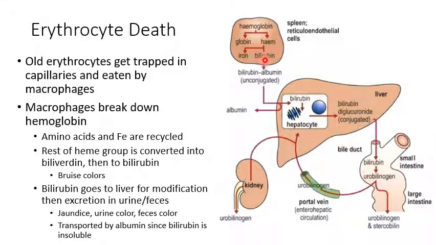Once you have the bilirubin made, it's going to be sent in the blood to the liver. Bilirubin is not soluble in water, which means it's not soluble in the blood. So if it's going to travel in the blood, it has to be attached to something, and it's going to be transported by albumin in this case through the blood to the liver. Once you get to the liver, the bilirubin is going to be modified some more, and it'll end up being excreted in the bile duct into the intestines.